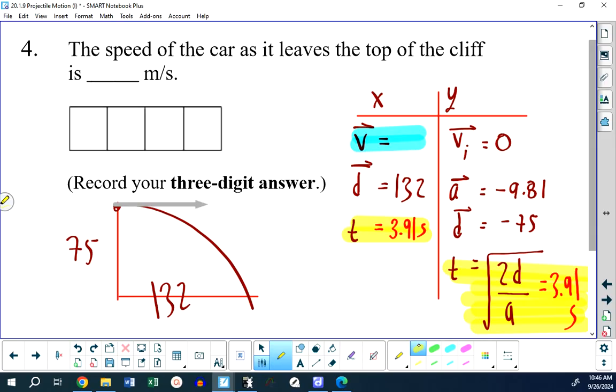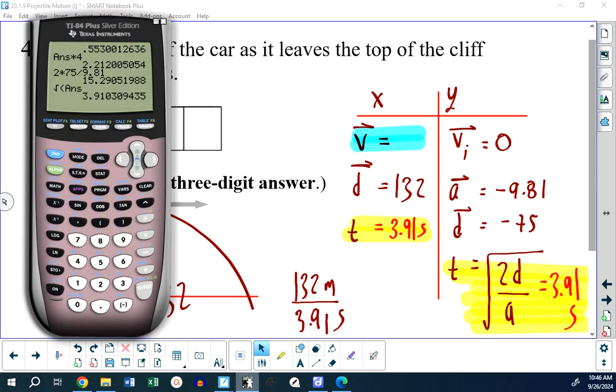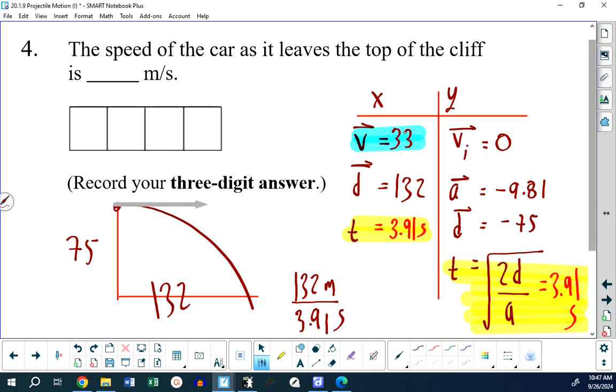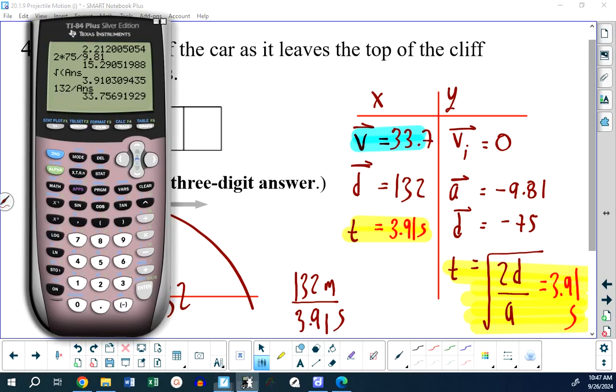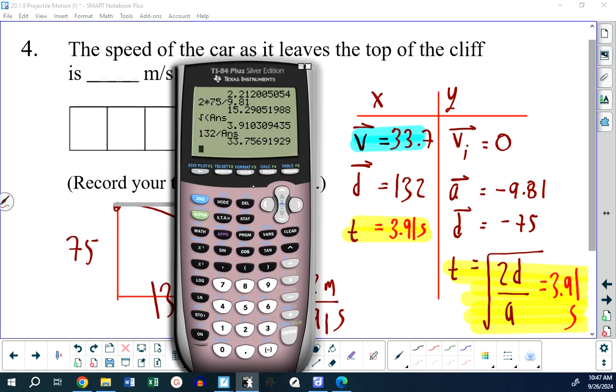Now we go over here, we calculate the speed, 132 by 3.91. Over 100 kilometers per hour by my count. So 33.7 meters per second is the answer to the question. Three-digit answer, so we're going to go 33.8, I guess.